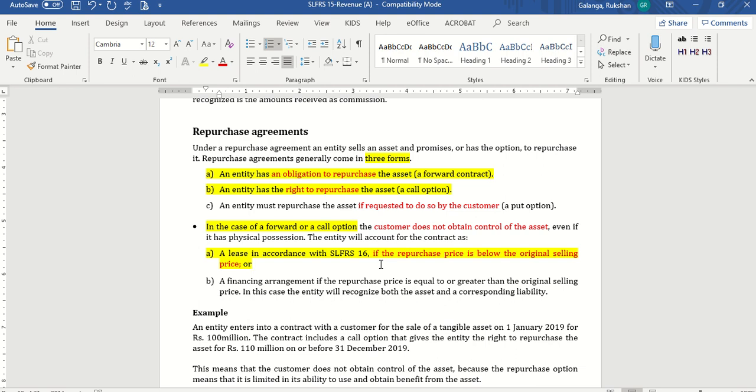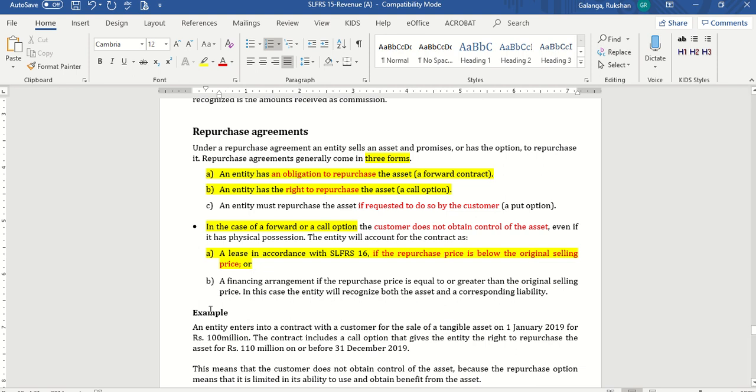Still we have not discussed this. Remember that. Remember these points carefully. Just highlight them in your standard book. Then, according to the question, you can determine from which point they are asking the question. Right? Because you should clarify the accounting treatment. But the standard says you should recognize this under SLFRS 16 as a lease if the repurchase price is below the original selling price. If it is below the original selling price, you should recognize that as what?